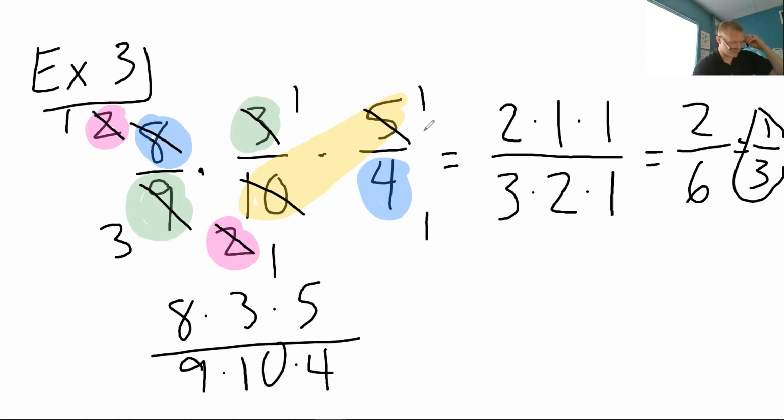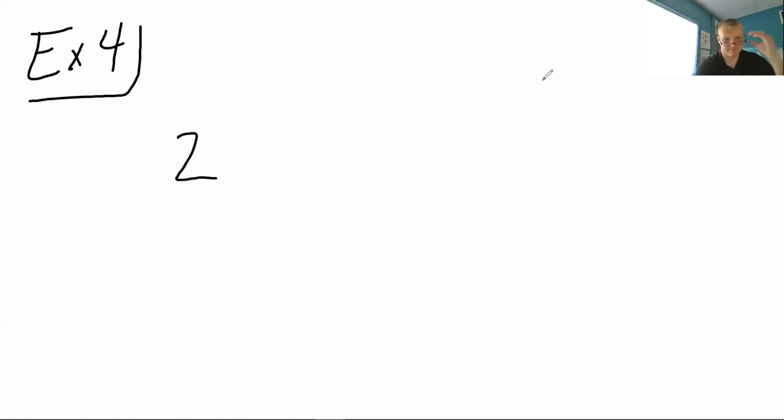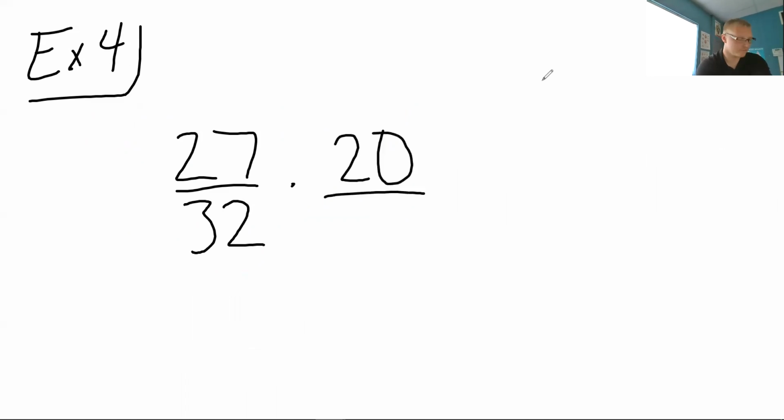Oh, there was a bigger one though. All right, I'll do example 4 too. That's a big one. Example 4. That'd take a minute. 27 over 32 times 20 over 63. Oh, yay. Now we're working with big numbers, not just little numbers.